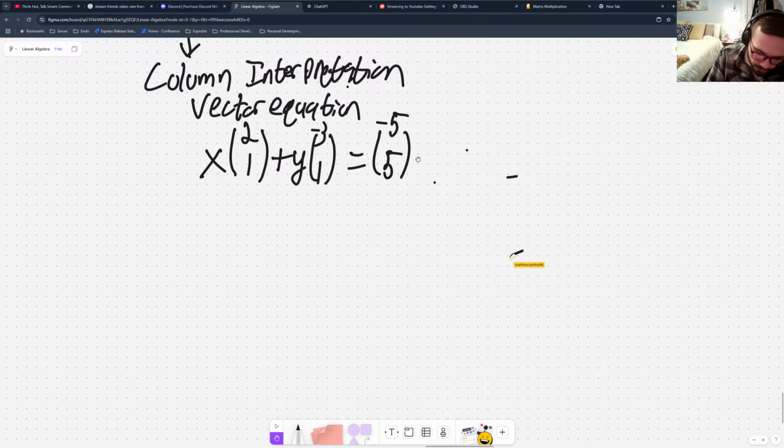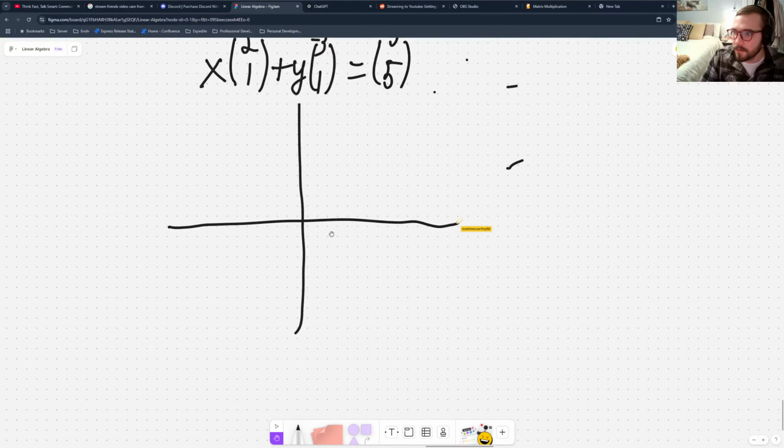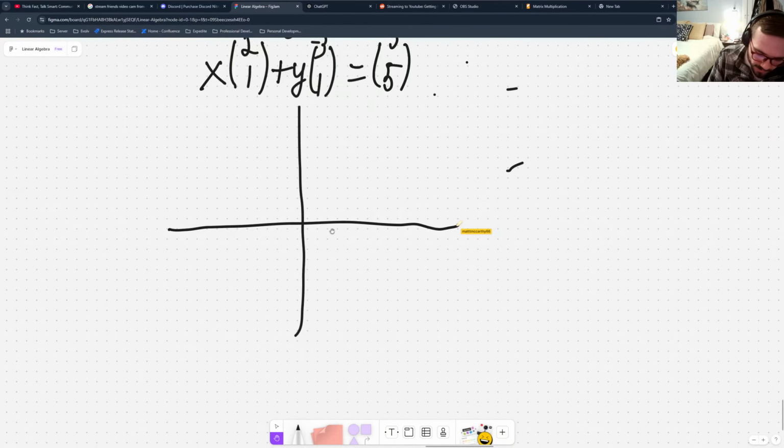So if we graph this, the idea would be we're trying to get to this point, -5, 5.